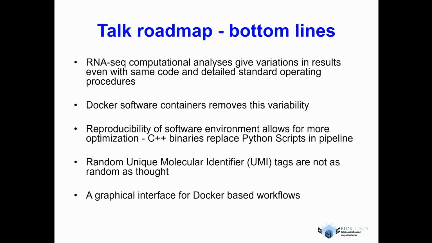And so one of the things that came out when we were playing around with different ways to implement the pipelines was we found out that the random unique molecular identifier tags that we were using to normalize our counts were not as random as thought. And that's sort of an interesting result, which I'll go into.